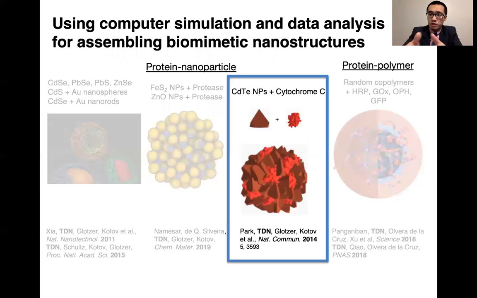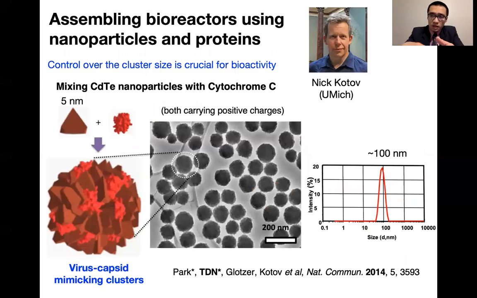Here I only want to focus on one very interesting example where we mix nanoparticles with proteins to assemble biomimicking structures that work like bioreactors. This fascinating work was initiated by my collaboration with my collaborator Nick Kotov at U of Michigan.